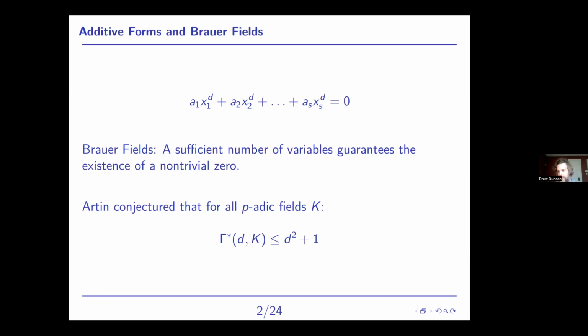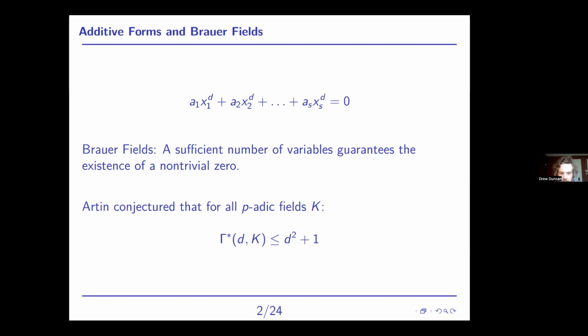So if this number exists, then we can define a function. This function is well defined and gives us, for a particular degree, the degree of the form, and a particular field, Brouwer field, the minimum number of variables such that the existence of a non-trivial zero is always guaranteed. And so we call this function gamma star. So the gamma star of d, k is well defined by this.